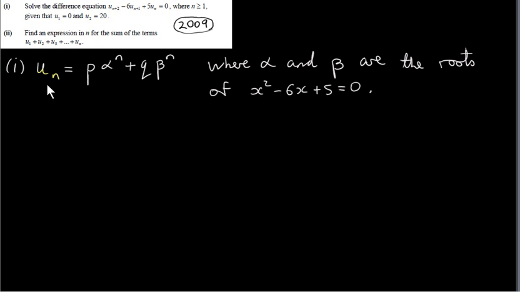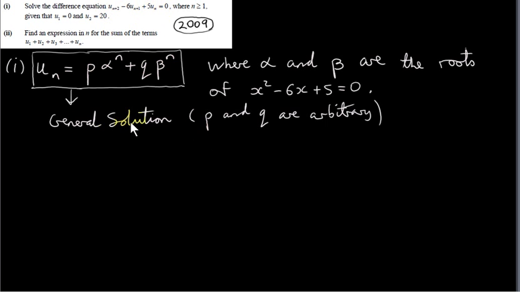Solve the difference equation u_{n+2} - 6u_{n+1} + 5u_n = 0, given that u_1 = 0 and u_2 = 20. Now, in the last video, I showed that u_n = pα^n + qβ^n is a general solution of a second order linear difference equation. By a general solution, I mean that p and q are arbitrary numbers. P and q can be any numbers.